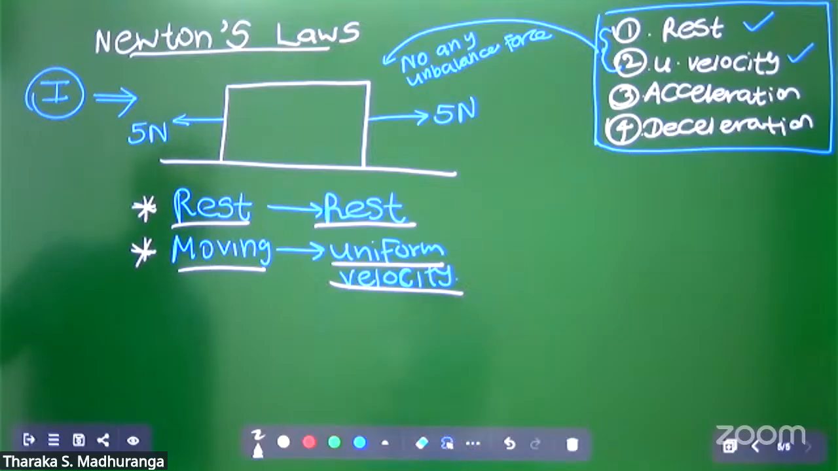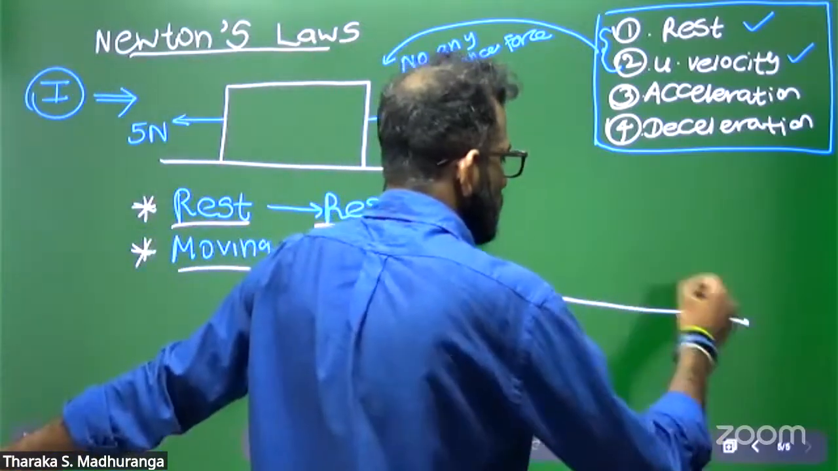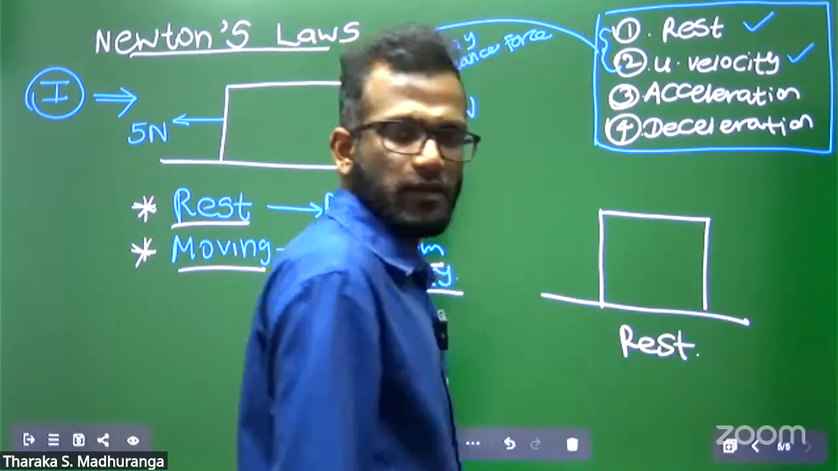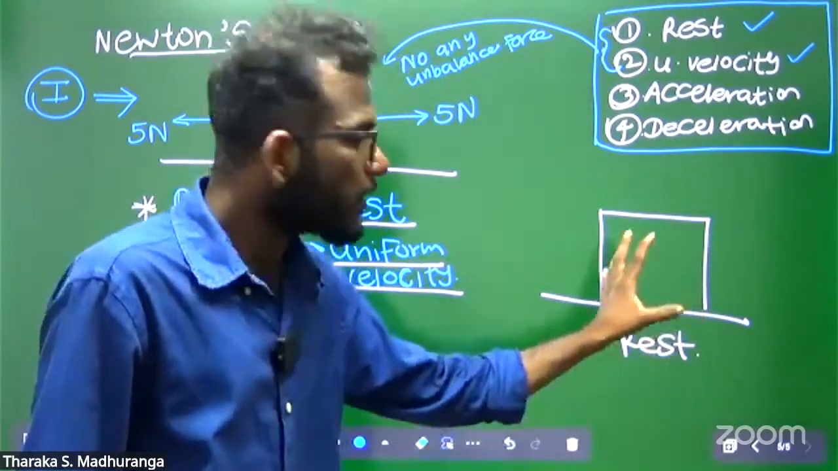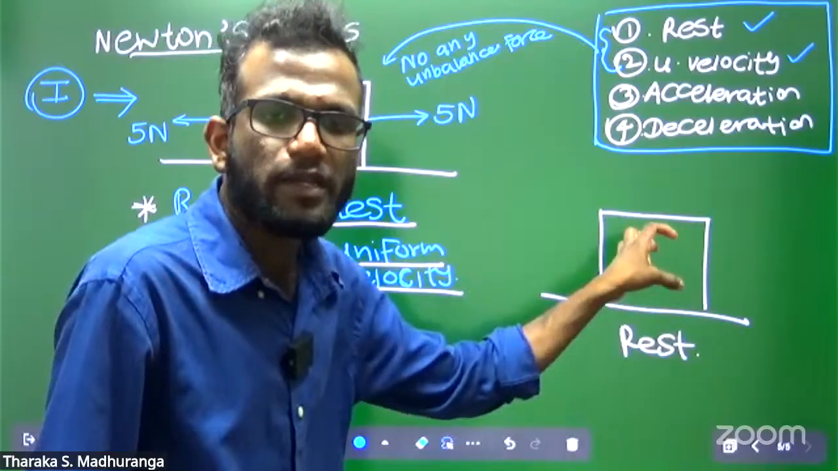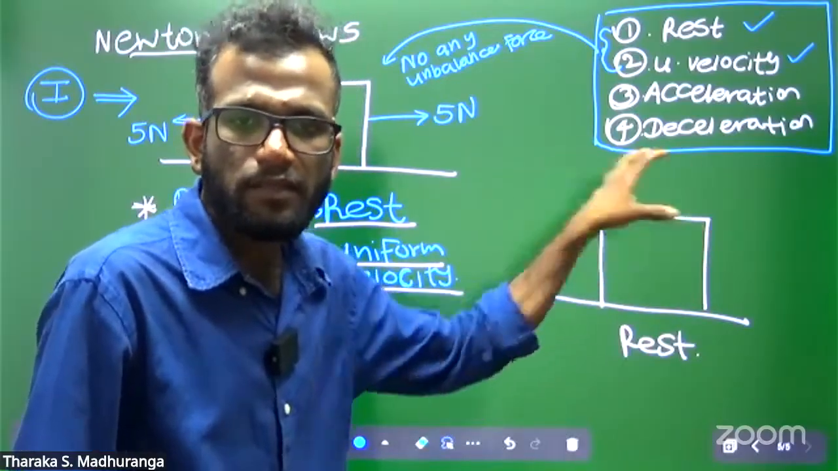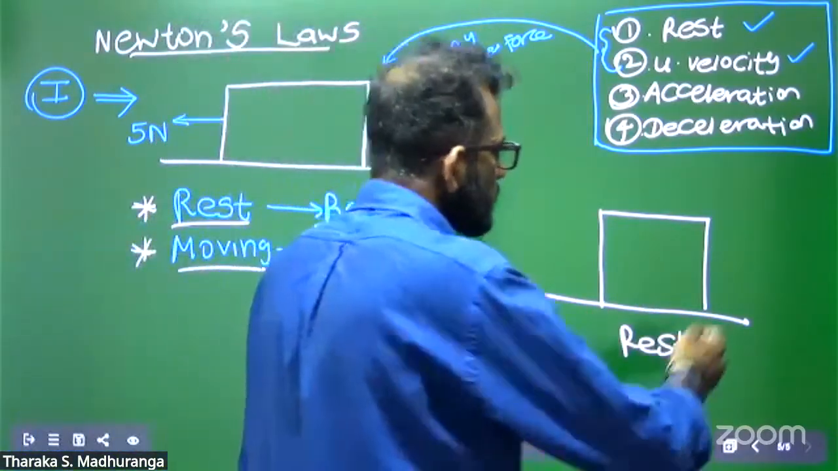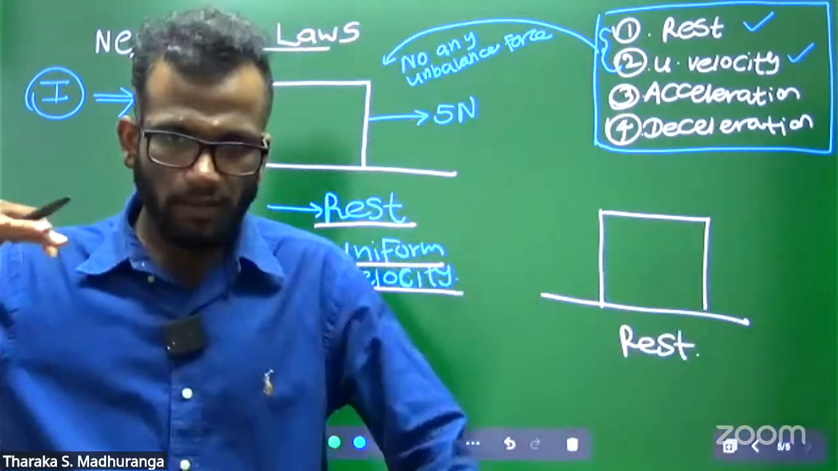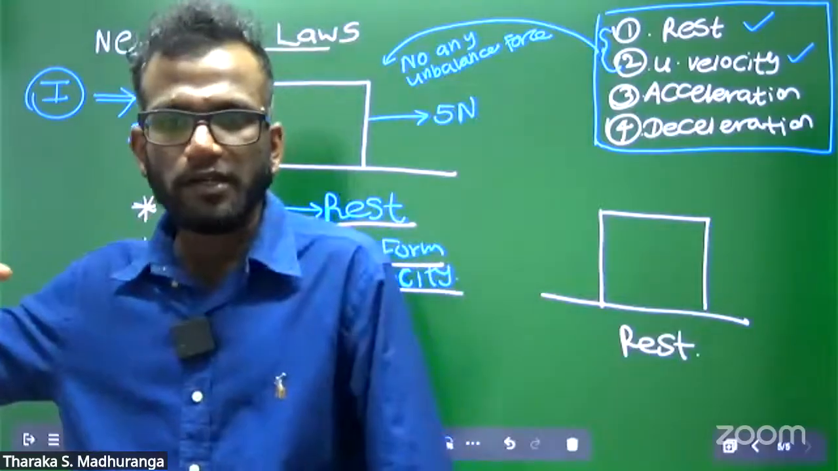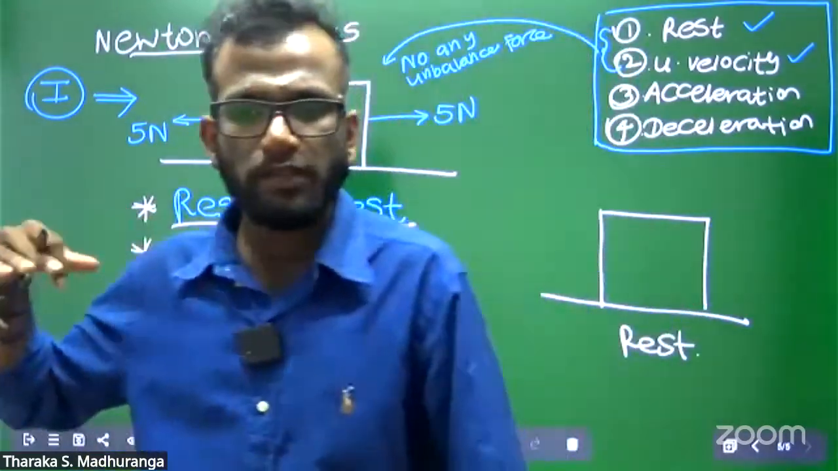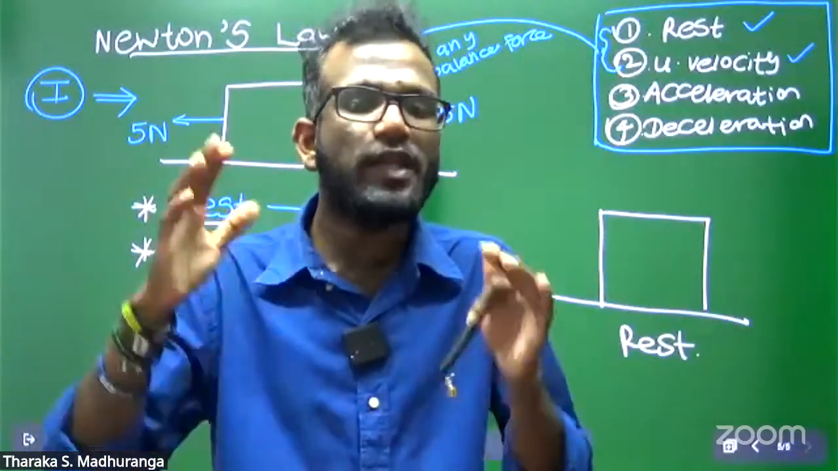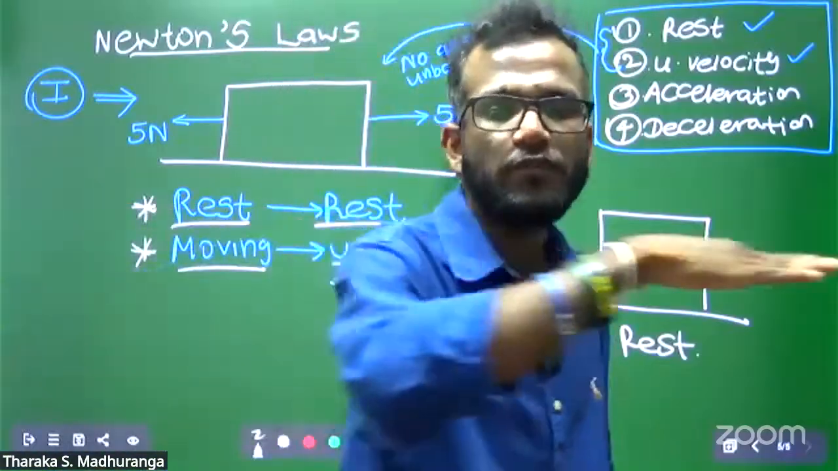Think I have a rest object. The object is rest, not moving. Then can I decide this object is balanced or unbalanced? That is a balanced object. Why? The object is at rest. Then think of a vehicle on the highway moving at 100 kilometers per hour without any change, uniform velocity. Then I can decide at that time the vehicle is balanced, no unbalanced force. That's why the object is moving with uniform velocity.